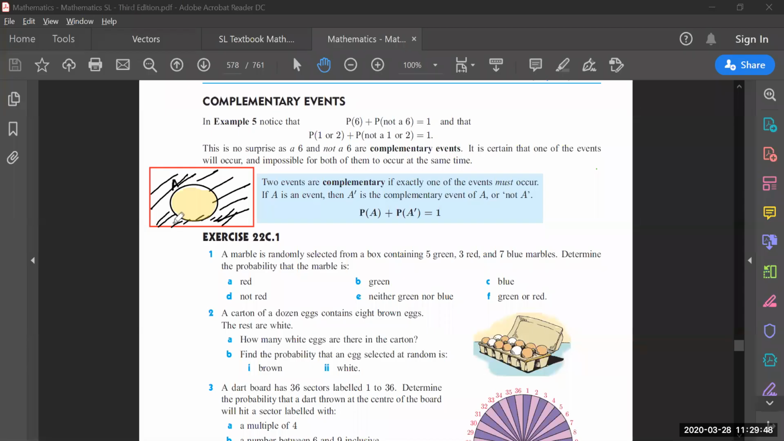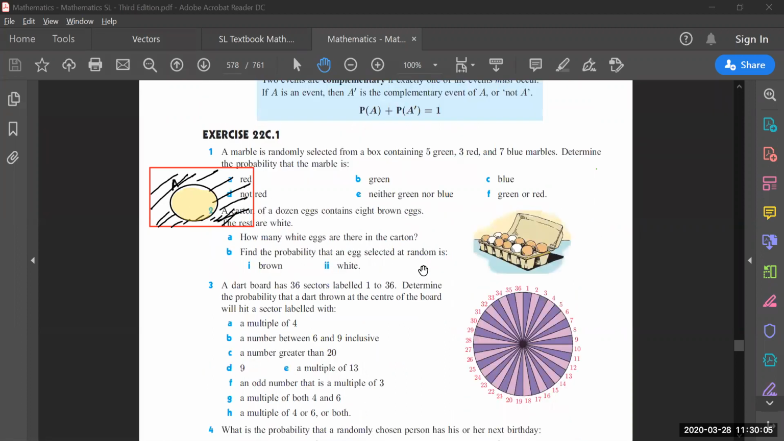Okay, so when I use 1, which is total probability, minus the probability of A, which is this area over here, I will get the probability of A prime, which is everything outside A. Okay, so I think this one should not really have a problem.